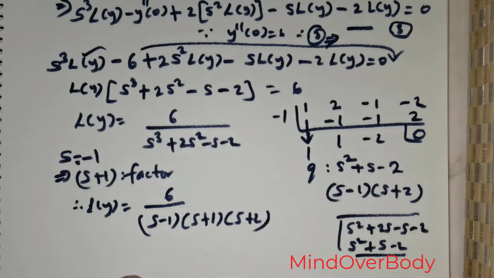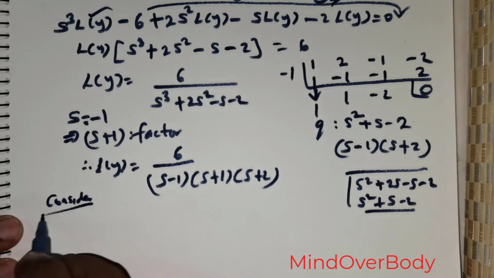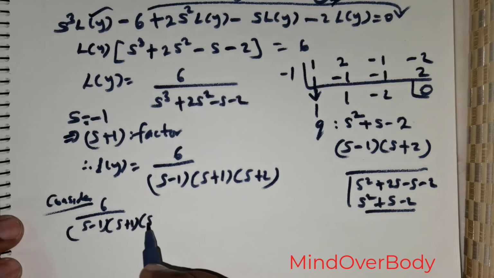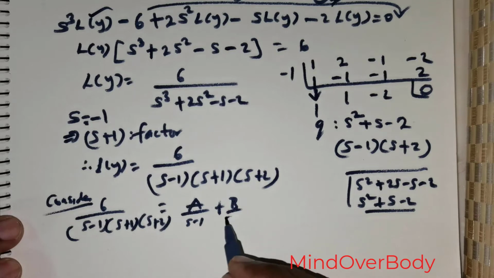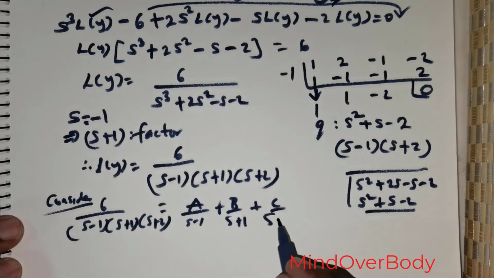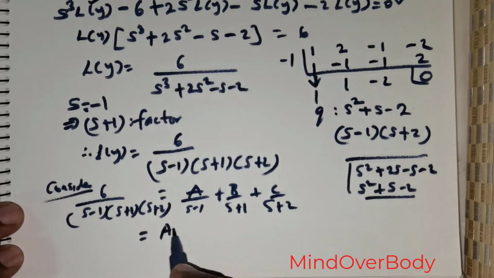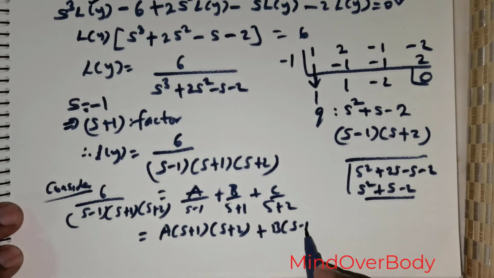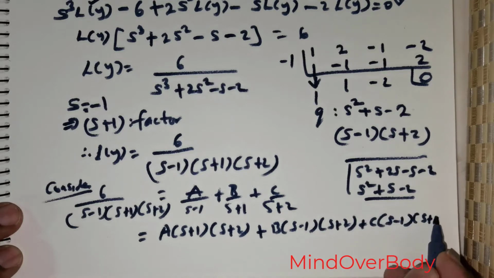Now we have to split this using partial fractions. I will rewrite this: 6 over (s minus 1)(s plus 1)(s plus 2) is equal to a over s minus 1, plus b over s plus 1, plus c over s plus 2. If you cross multiply, this is going to be a times (s plus 1)(s plus 2), plus b times (s minus 1)(s plus 2), plus c times (s minus 1)(s plus 1).